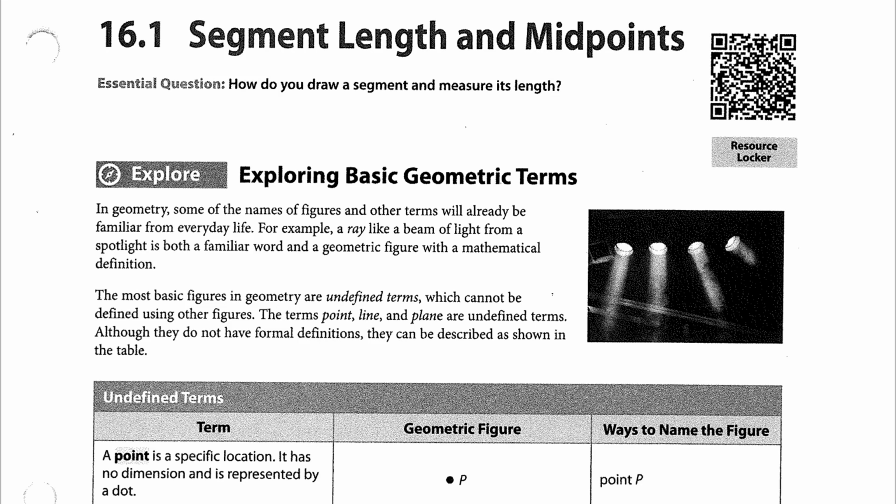Segment length, and midpoints. In geometry, some of the names of figures and other terms will already be familiar from everyday life. For example, a ray, like a beam of light from a spotlight, is both a familiar word and a geometric figure with a mathematical definition. The most basic figures in geometry are undefined terms, which cannot be defined using other figures. The terms point, line, and plane are undefined terms. Although they do not have formal definitions, they can be described as shown in the table.